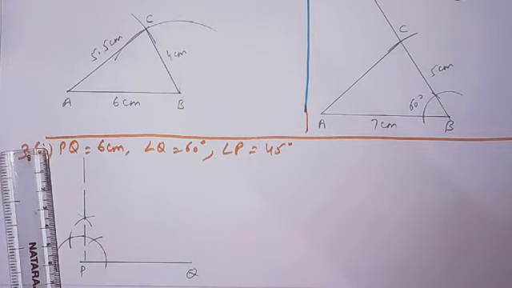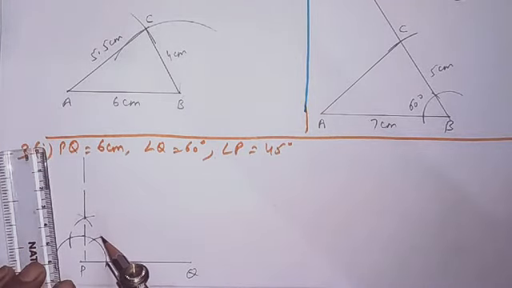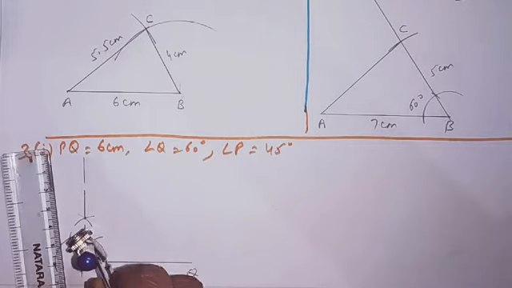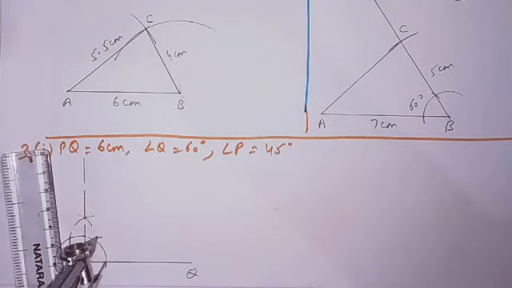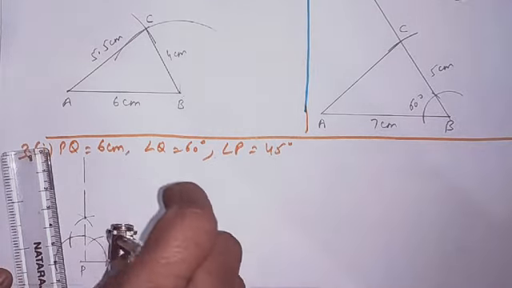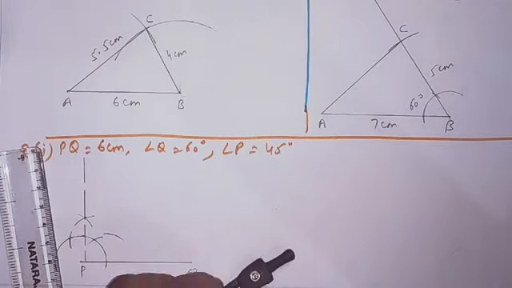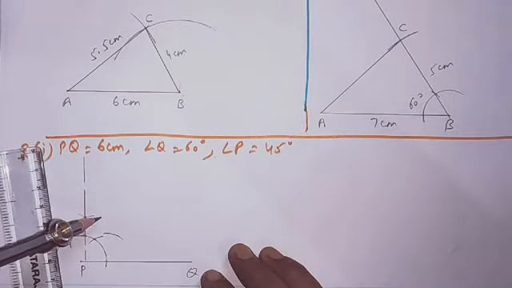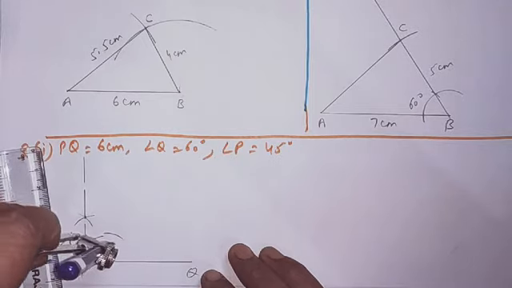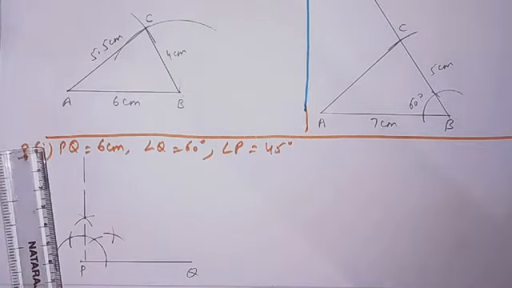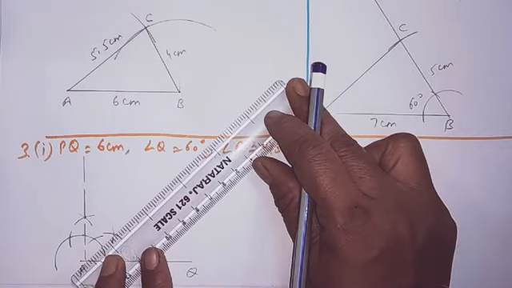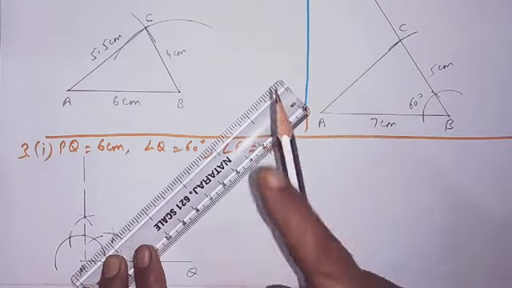Now to draw the angle of 45, I will place the tip of the compass here, at the first intersection point on our PQ, and I have taken the compass of the same length. I will place one arc here. Then I will place the tip of the compass here at this point of intersection and cut this arc. This will be my angle of 45 degree.